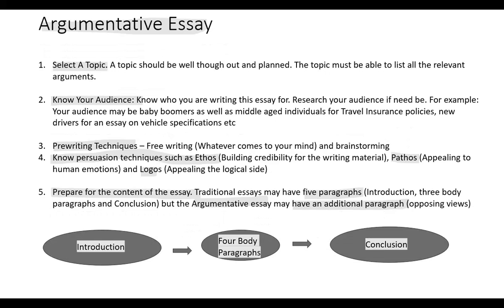When it comes to an argumentative essay, you have to select the topic. That's step number one. Step number two, know your audience, whether these are kids, baby boomers, middle-aged individuals, and so forth. Next, you will need your pre-writing techniques, such as brainstorming. You're making a flow chart, you brainstorm, and then finally you outline. It could also be free writing, which is basically whatever comes to your mind.